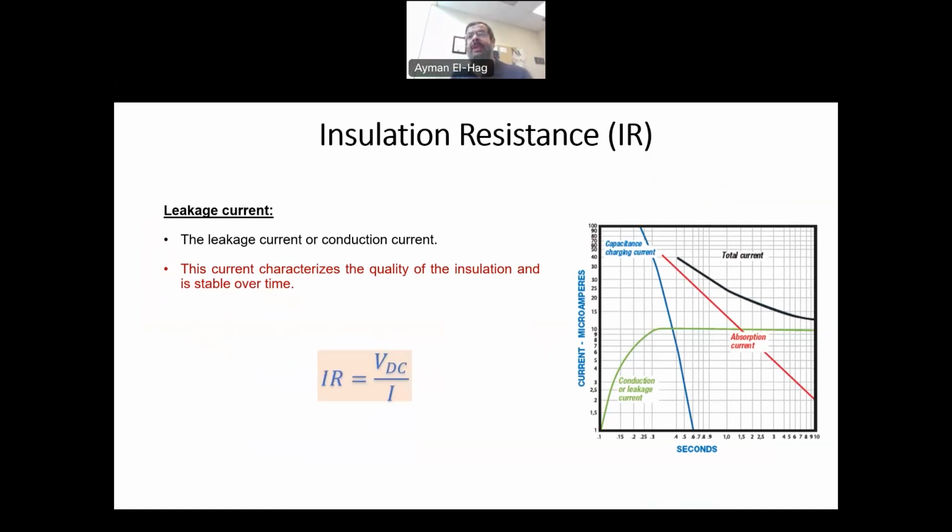That is the current that we actually use to measure the IR. And this is why, when you do the MEGGER test, you have to wait for around 1 minute until both the capacitive current and the absorption current go to 0, and you will be just measuring the insulation resistance due to the conduction or the leakage current.